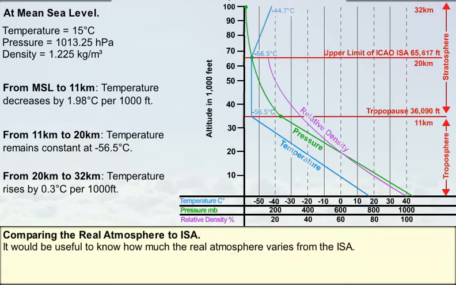Since all aircraft instruments are calibrated in accordance with ISA, it is essential to know how much the actual atmosphere on a given day differs from ISA. This will help quantify errors and improve the accuracy of the readings from these instruments.